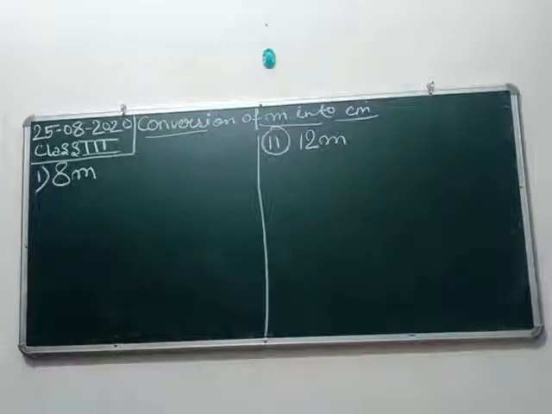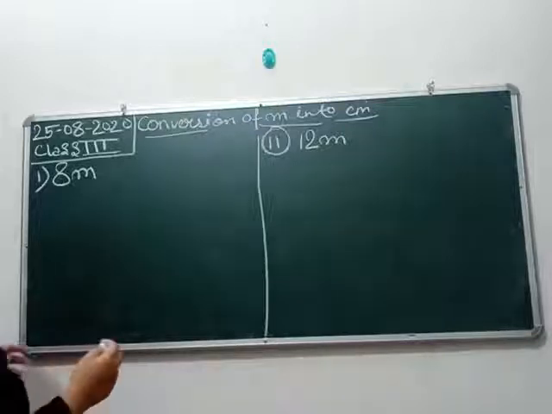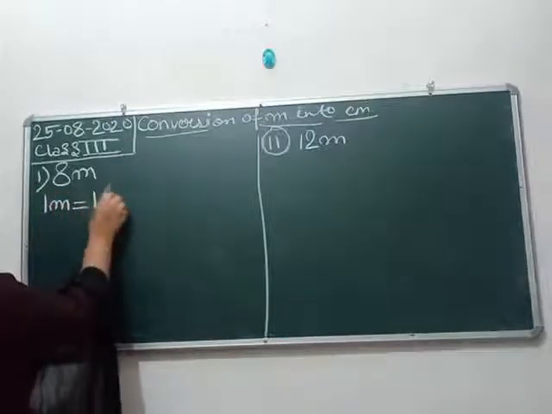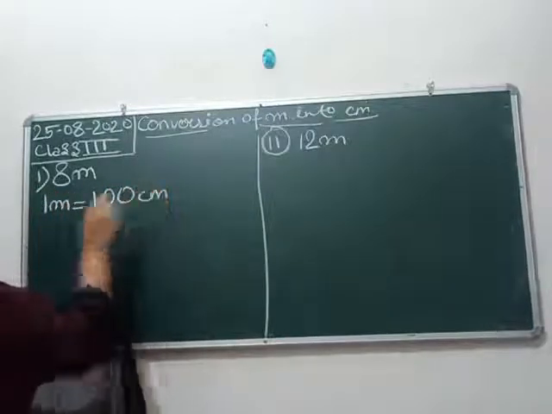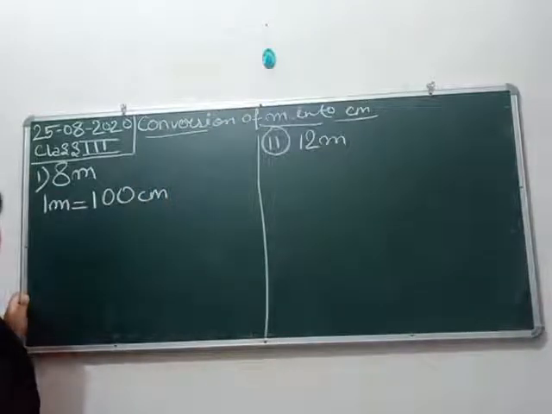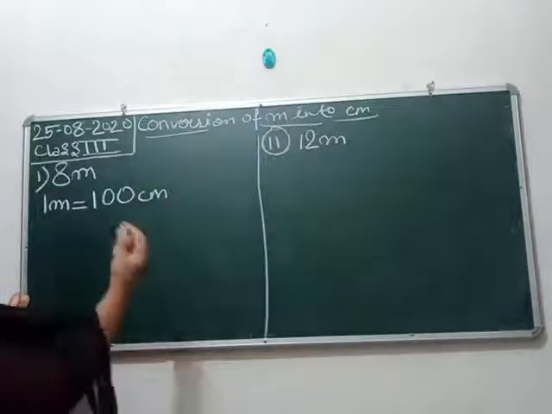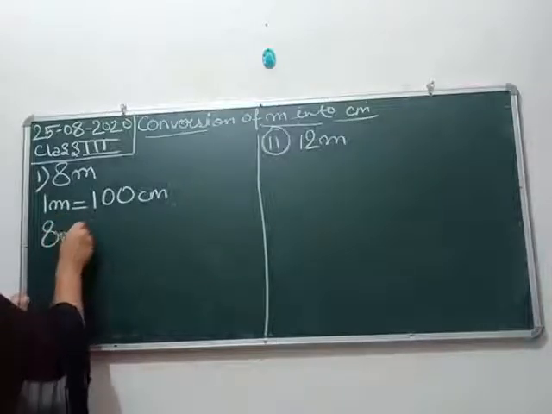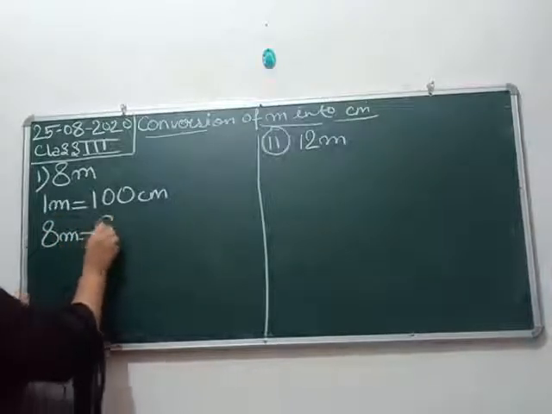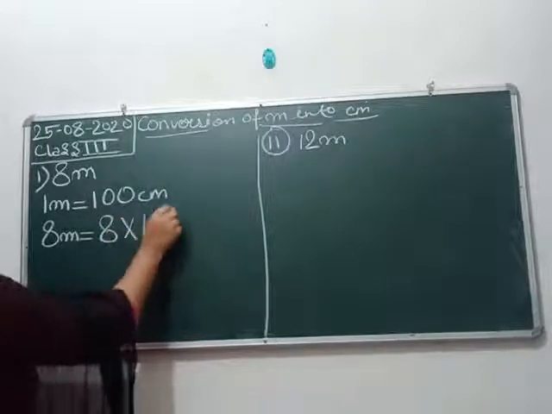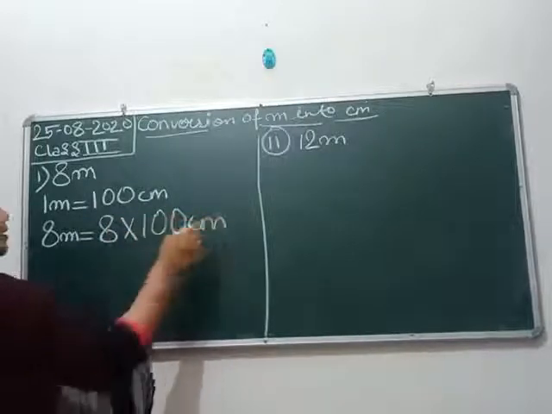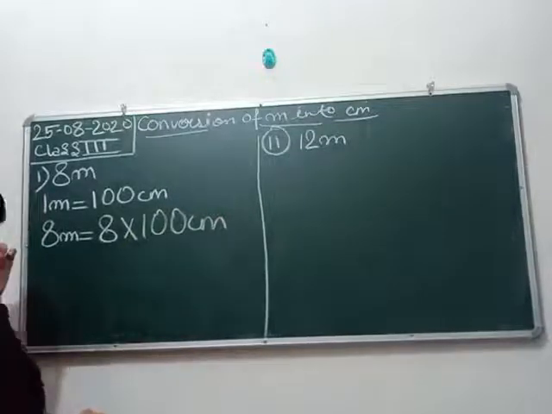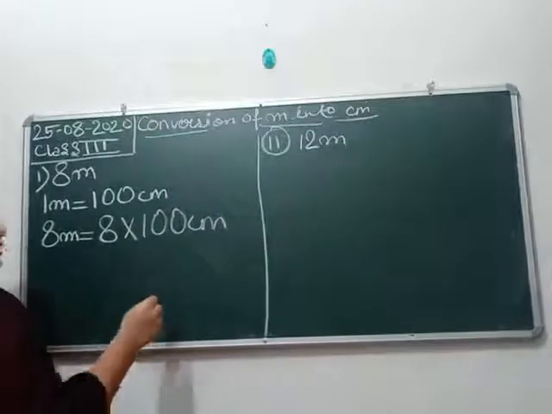Let us do 8 meter. That means 1 meter equals 100 centimeter. Okay, 1 meter is equal to 100 centimeter. Now 8 meters is equal to 8 into 100 centimeter. Now again the question arises: why are we multiplying here? Why are we multiplying 100 here?